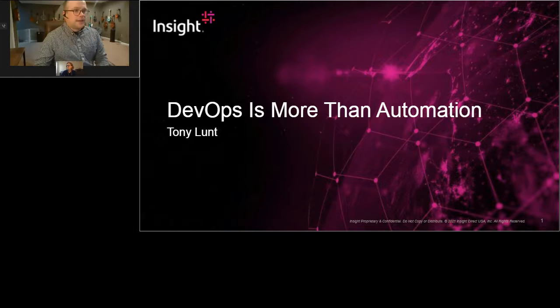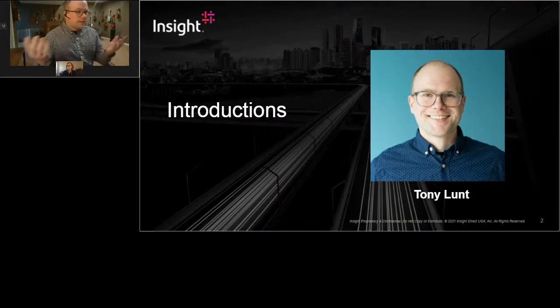So to kick things off, I'd like to very briefly introduce myself. My name is Tony Lunt. I am an architect with Insight's Modern Apps practice. I have a background as a full stack developer. Over the last few years, I've found my niche as being a DevOps evangelist. I'm very enthusiastic about all things DevOps and Agile. I also carry a professional Scrum Master certification. So I love to geek out about this type of Agile stuff whenever I can. So I really appreciate everybody coming out today.